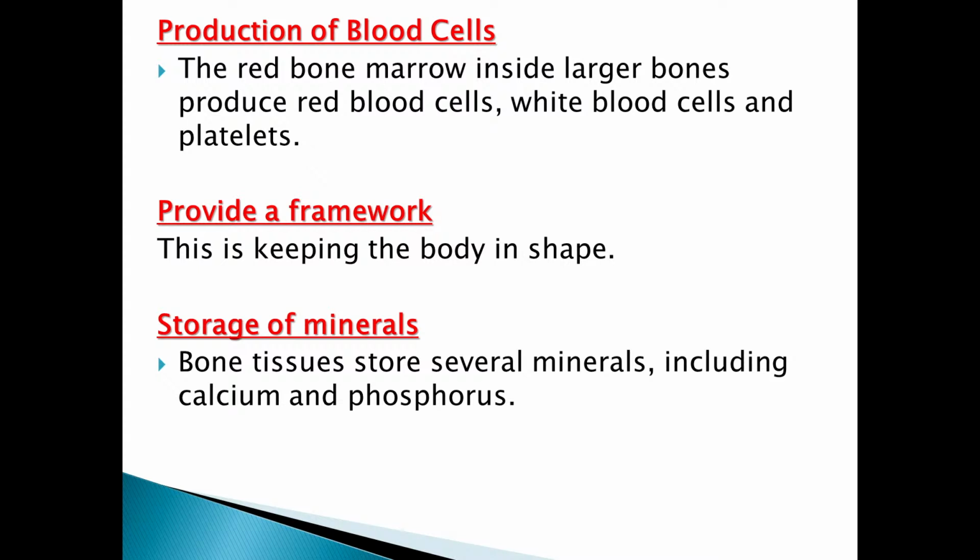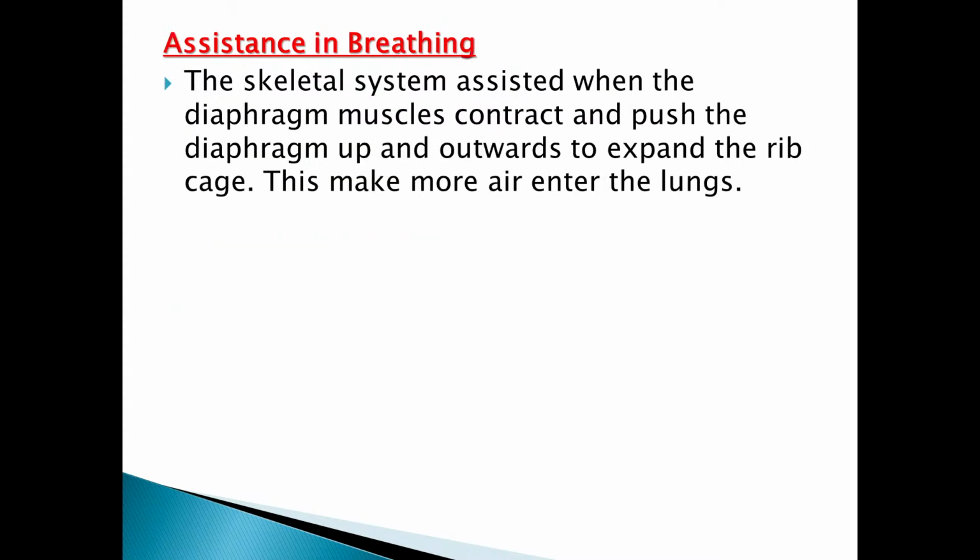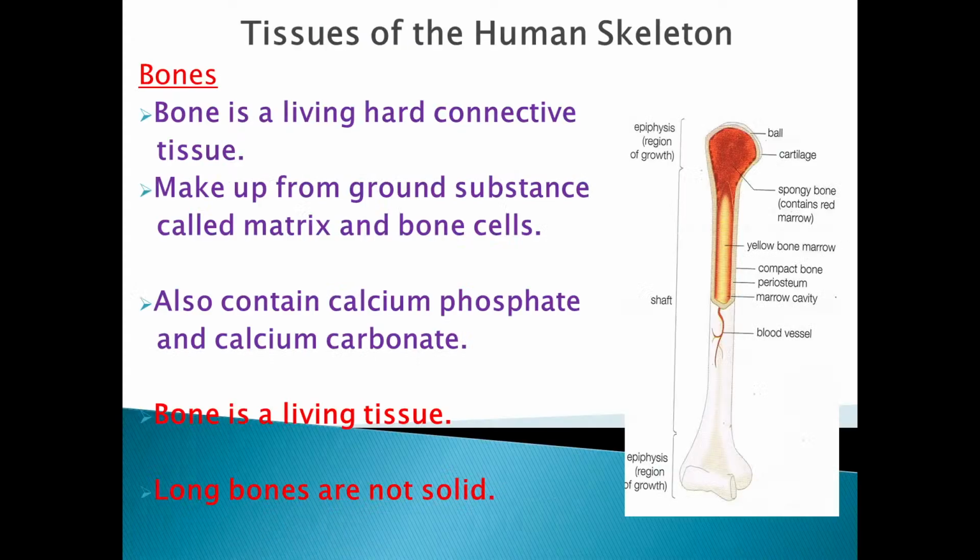Storage of minerals, minerals such as phosphorus and calcium. Once we consume these minerals in large amounts, in excess, the human body doesn't want to waste it. So the human body tries to find a way to store it. That's where the skeletal system comes into play again, where inside bones is where the calcium and the phosphorus are normally stored. And the final function is that it assists with breathing. This has to do with the movement of the rib cage in terms of assisting with breathing.